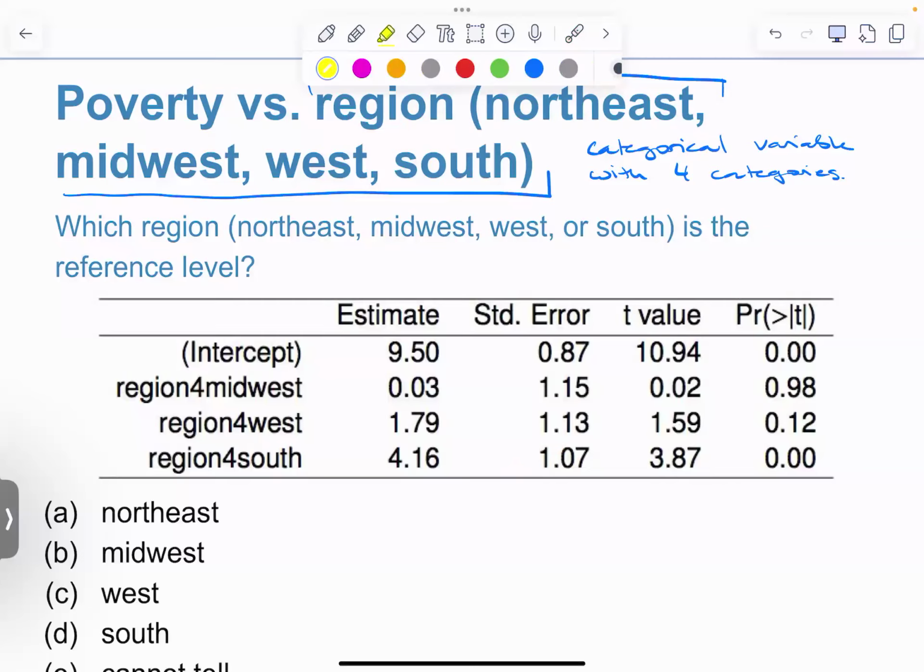Now we're going to focus our attention here, because you reach a point where, of course, we're not going to do any calculations by hand. You would use Excel or R or something like that. But we're just going to focus on the estimate. The estimate for the intercept is 9.5. And then with the 4 regions, the Midwest, the West, and the South, let's just call them that for shorthand.